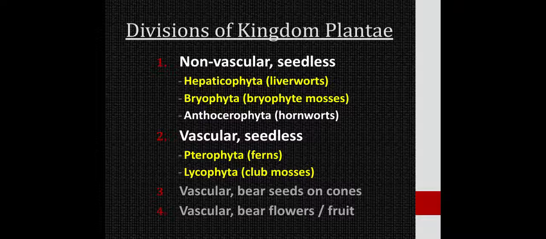So under our non-vascular seedless plants, we're going to focus on Hepaticophyta, which are liverworts, and Bryophyta, which are bryophyte mosses, but Anthocerophyta hornworts are also in this group. And we're going to focus on vascular seedless plants, Pterophyta, which are ferns, and Lycophyta, which are club mosses. And then in our next lab, we'll look at the vascular plants that have seeds or cones.